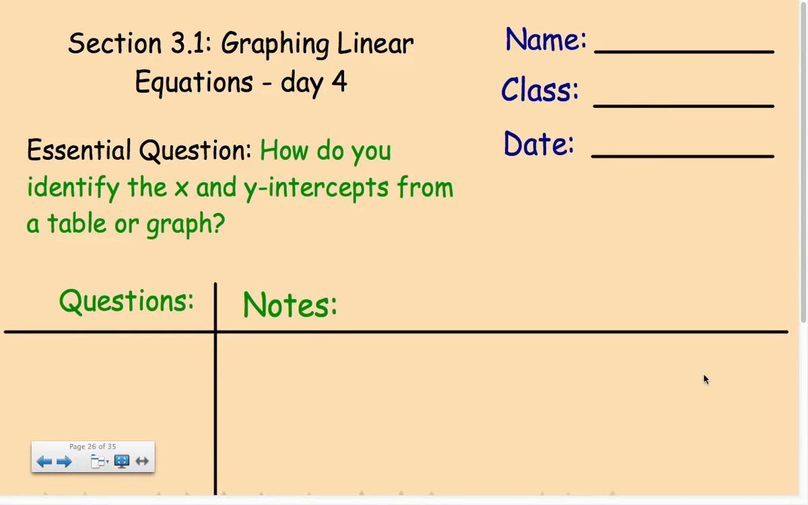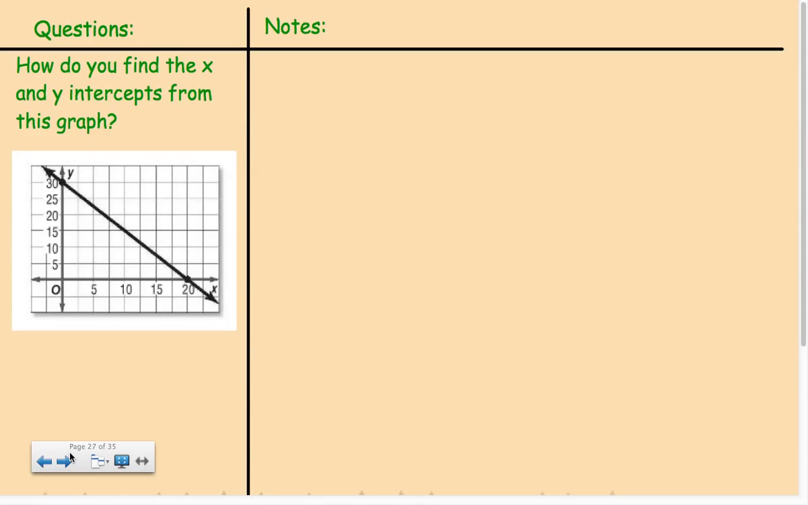Section 3.1, Graphing Linear Equations, Day 4. How do you identify the x and y intercepts from a table or graph? So in 3.1, Day 3, we figured out how to find the x and y intercepts from an equation. This lesson is for a table or a graph. How do you find the x and y intercepts from this graph?